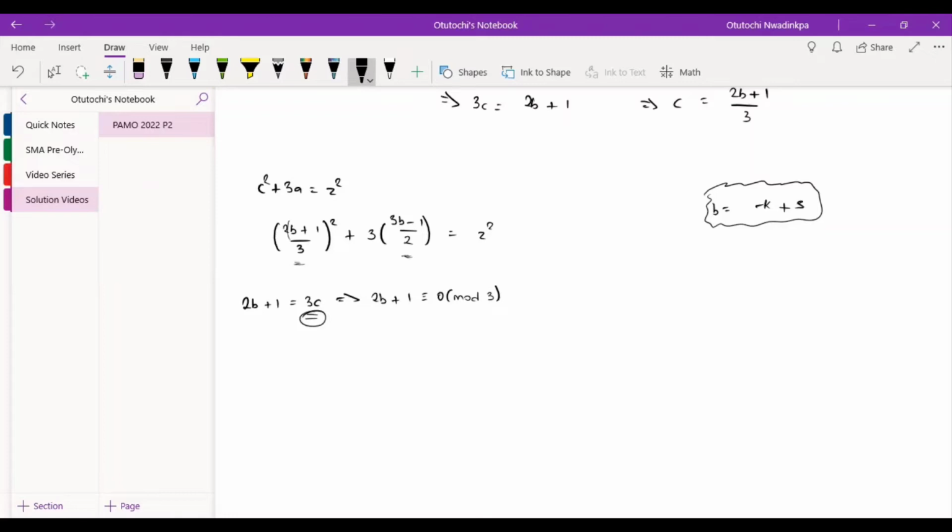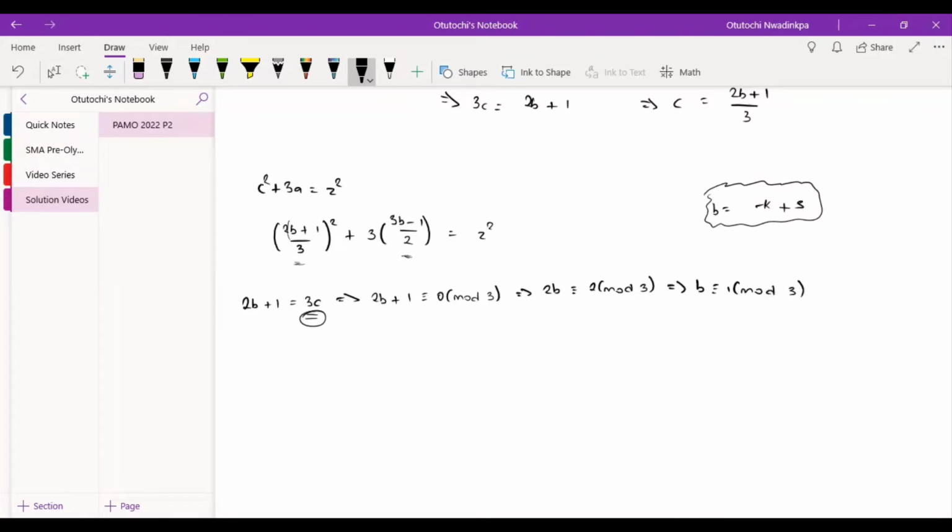We have 2b plus 1 is equivalent to 0 mod 3. So this implies that 2b is equivalent to minus 1, or as well 2 mod 3. Now 2 and 3 are relatively prime, so we can cancel 2 out to give us b is equivalent to 1 mod 3. Now this is nice. We have what b is in mod 3.